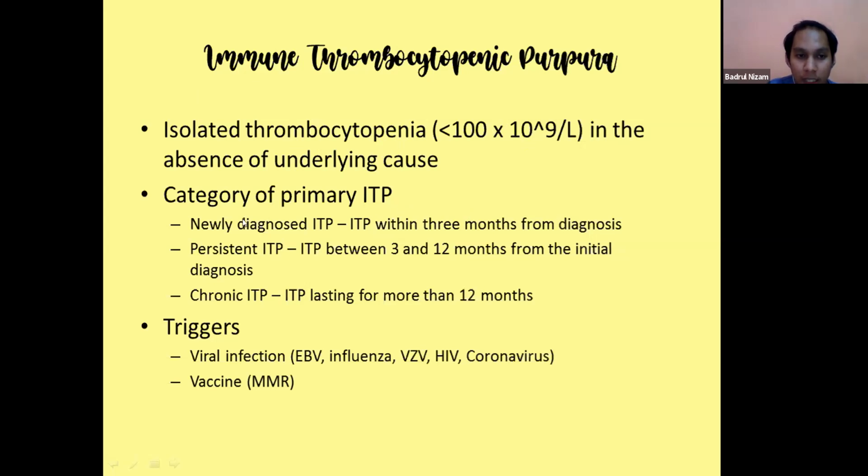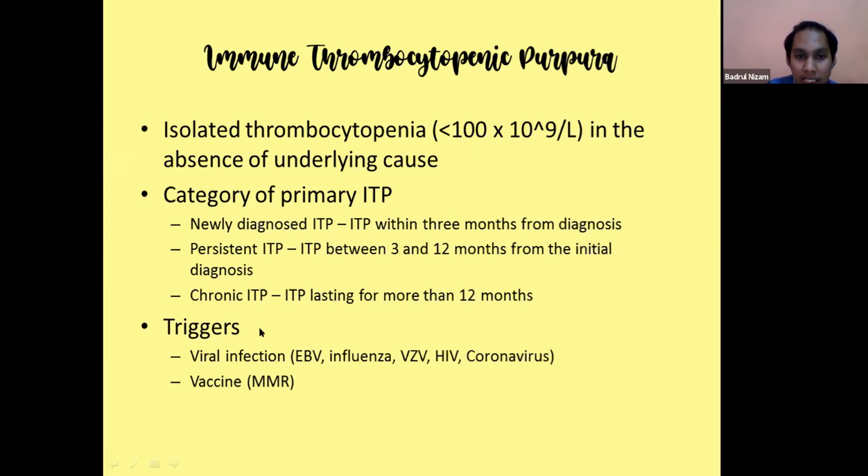Okay, so it can be categorized according to primary or secondary. Secondary is usually due to other autoimmune disease, while primary is idiopathic. It can be further categorized into newly diagnosed ITP, which is within 3 months of the diagnosis, persistent ITP, which is between 3 to 12 months from the initial diagnosis, or chronic, where the ITP lasts for more than 12 months.